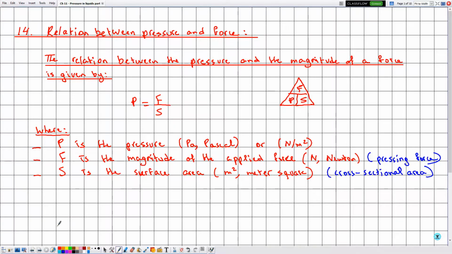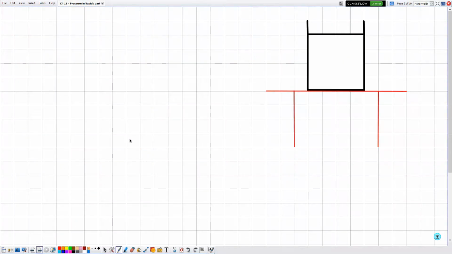So let's consider the following application. Let me write down here application number 1, which is a direct application on the formula P is equal to F divided by S.